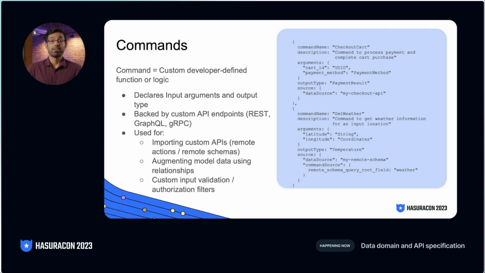GetWeather is also a command that takes as input some location coordinates and returns the temperature at that location. Note that the source for this command is defined as a specific query root field in a remote schema.